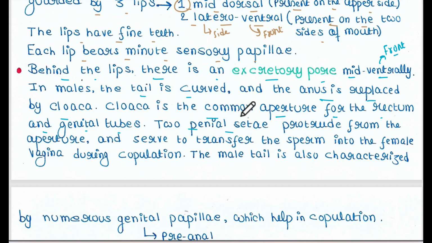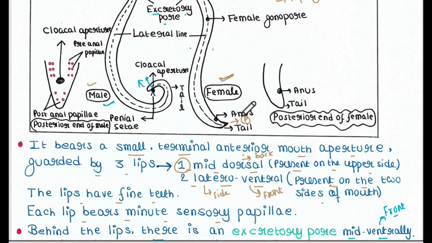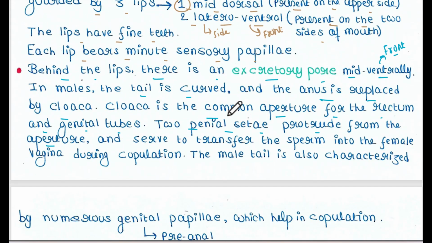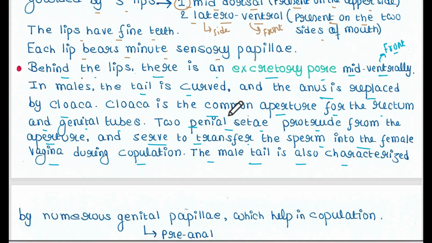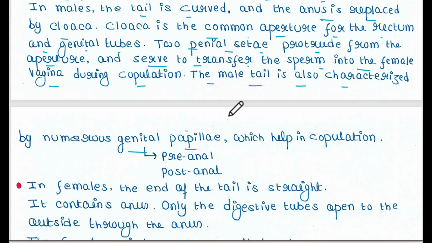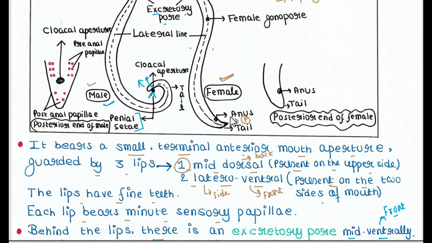Okay, now two penial setae protrude from the aperture. Here you can see 1 and 2. These are two penial setae. They protrude from the cloacal aperture and they basically serve to transfer the sperm from the male into the female vagina during copulation. So these penial setae are used for copulation. The male tail is also characterized by numerous genital papillae which help in copulation. So here also you will find a few genital papillae in the male.